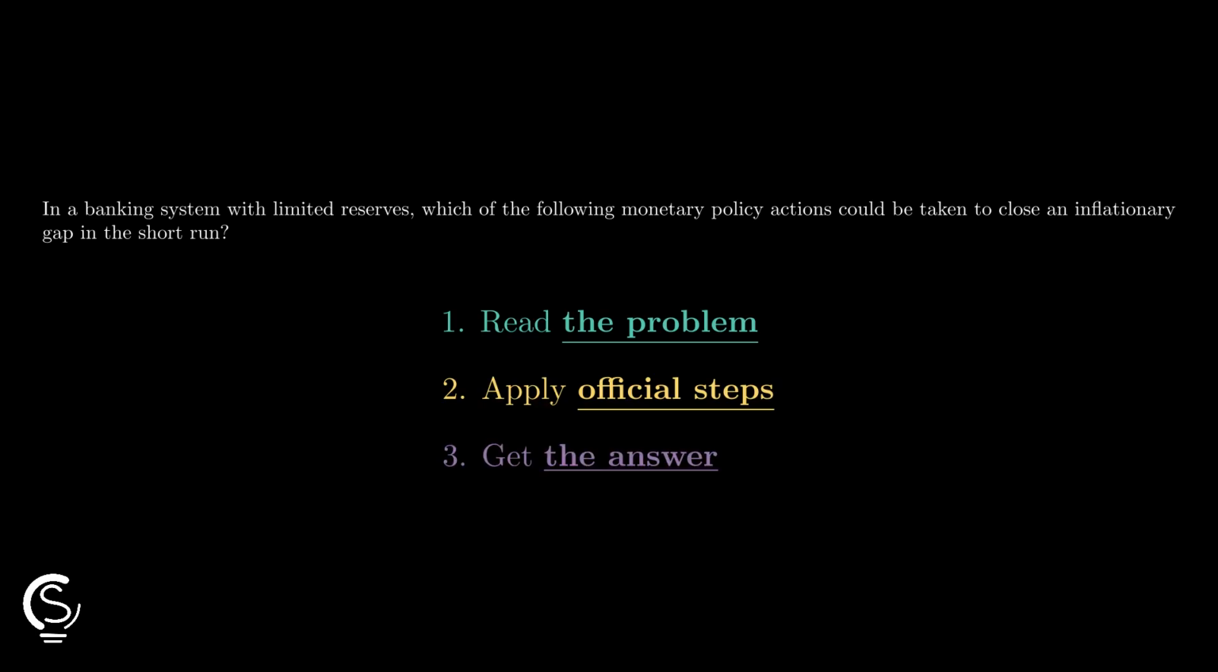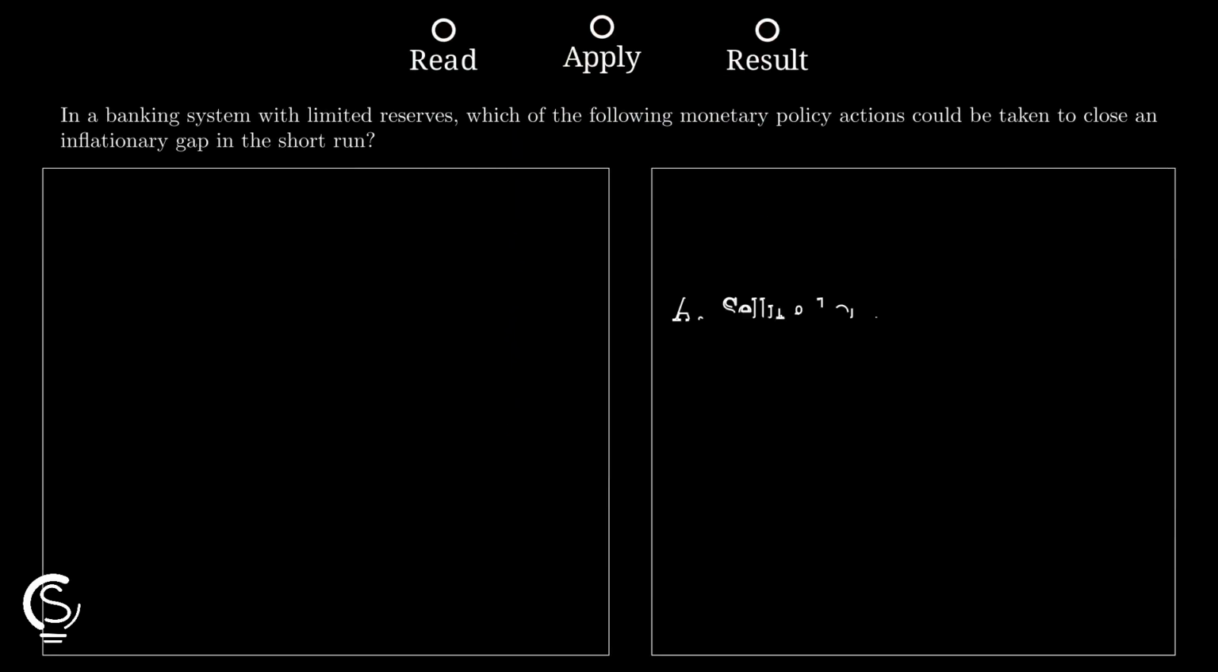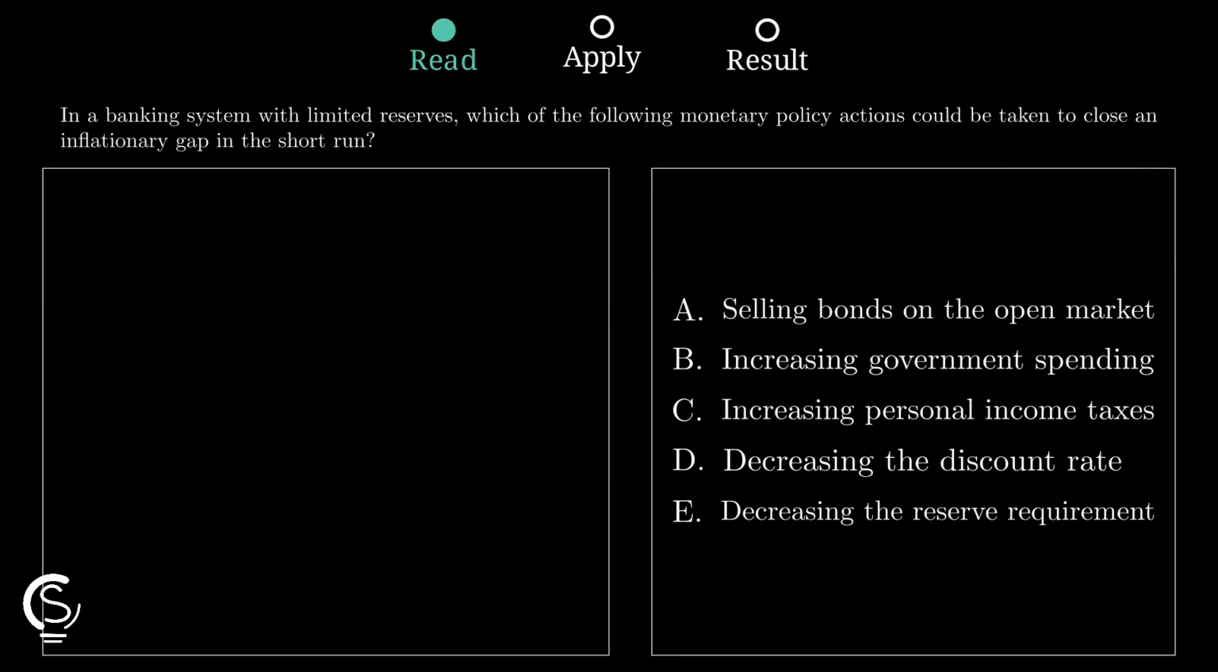Inflationary gaps require contractionary monetary policy to slow the economy. We must identify which action reduces the money supply to fix this gap. To close an inflationary gap, the central bank must decrease the money supply. This raises interest rates, which reduces investment and consumer spending to bring the overall price level down.